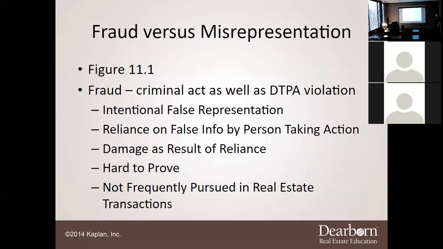Also, if Ms. Davenport relied on Garrett's false information and she's damaged as a result of that reliance, she could sue for that too, okay? However, this is the problem. When it comes to DTPA, it's very hard to prove unless it's in what? Writing. See, a lot of times, this is how you catch people.